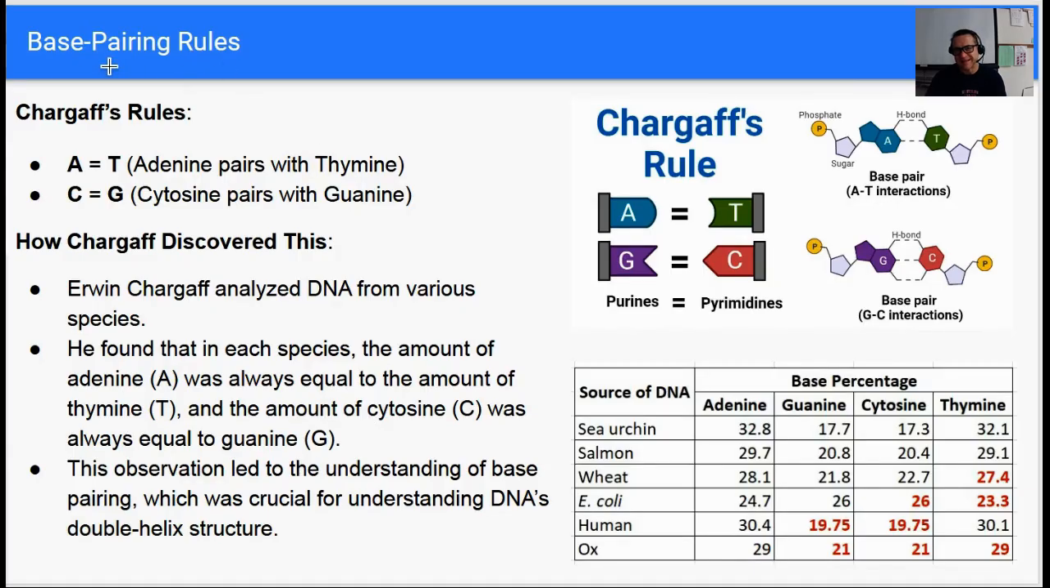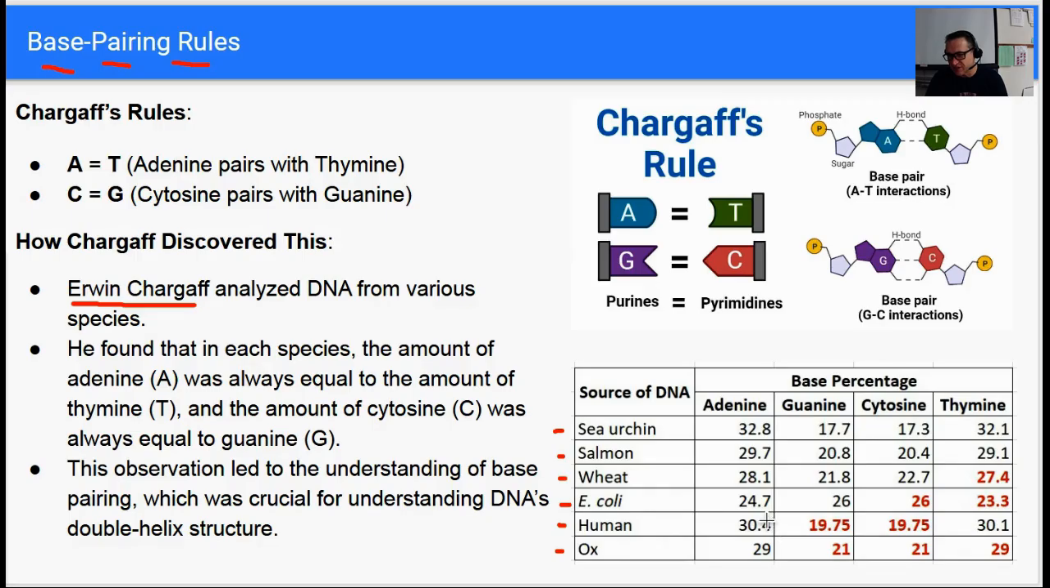All right, one last time. The base pairing rules, also called Chargaff's rules, because a guy named Erwin Chargaff, he's the one that found out that adenine or A always goes with thymine or T, guanine or G always goes with cytosine or C. And he did that by looking at several different species, like sea urchins, salmon, wheat, plants. Yes, we're related to plants. E. coli, bacteria, humans, and ox.